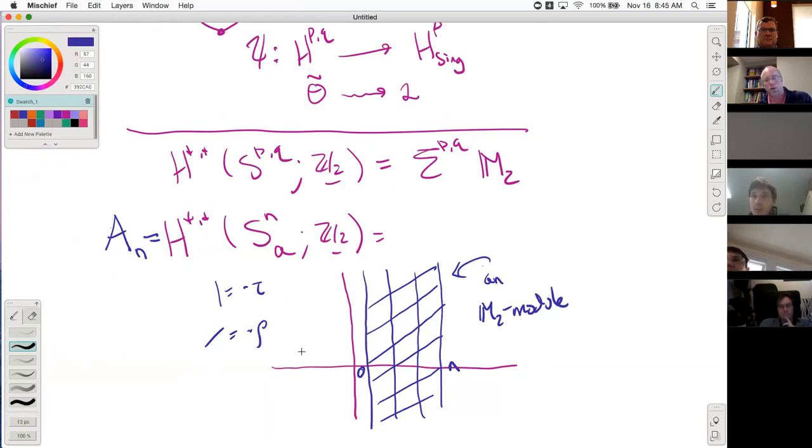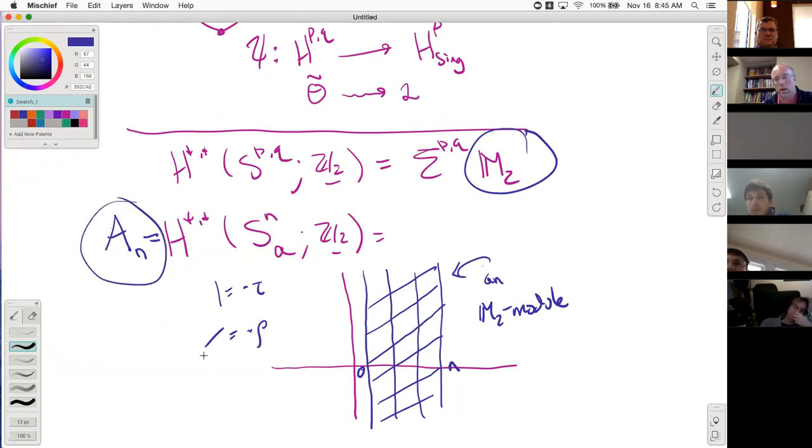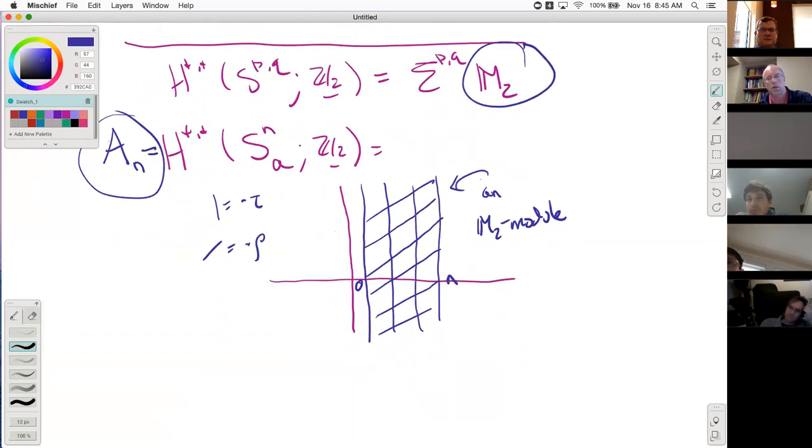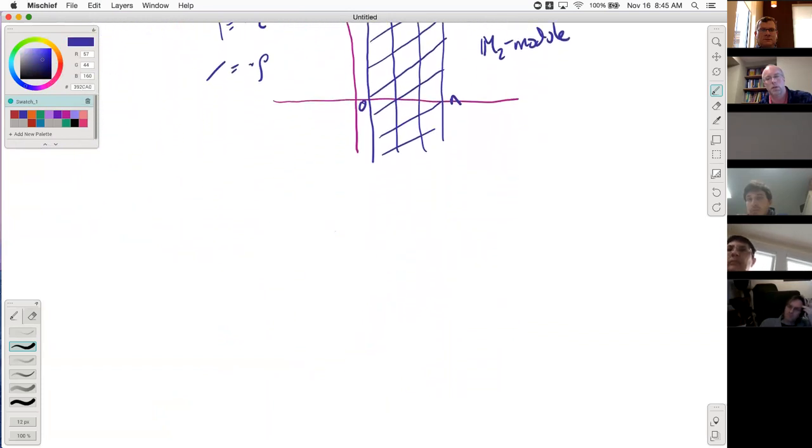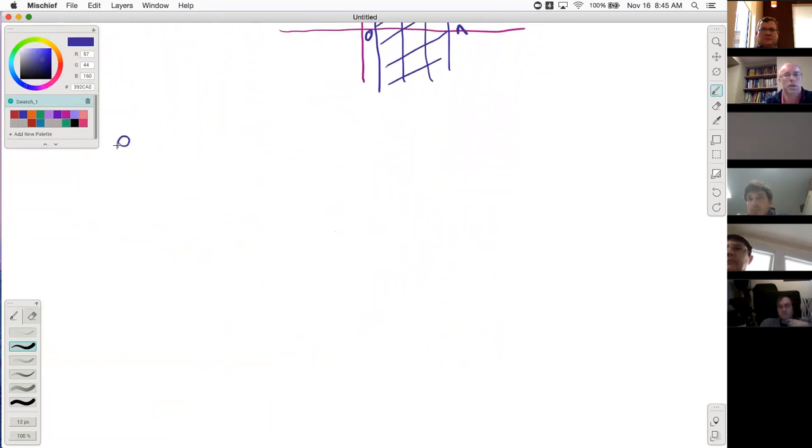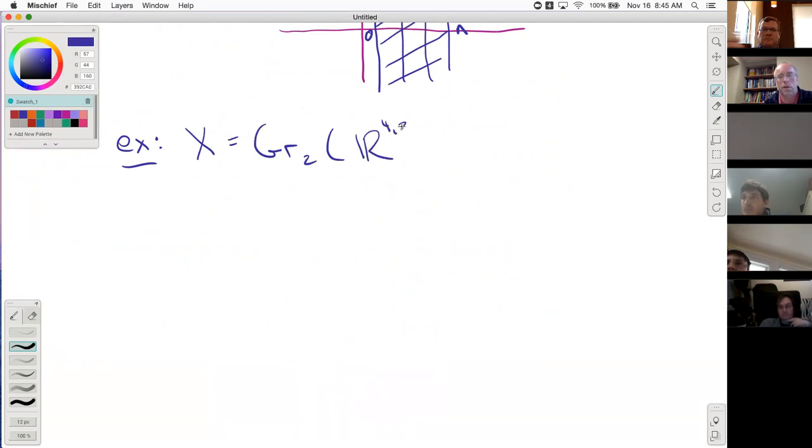Okay, so far what have we seen? We've seen M2 and we've seen these A_n. There's lots of other M2 modules, so let me show you a computation where these come up. I'm going to take a look at a Grassmannian, Gr_2 of R^{4,2}. So you can do the usual Schubert cell decomposition of a Grassmannian, and you get an equivariant cell decomposition.